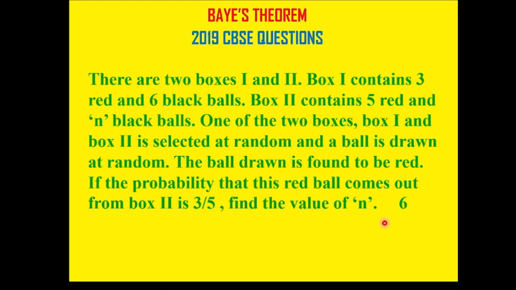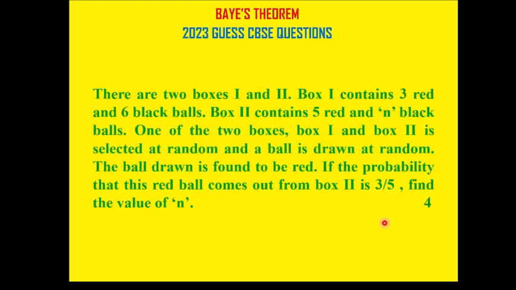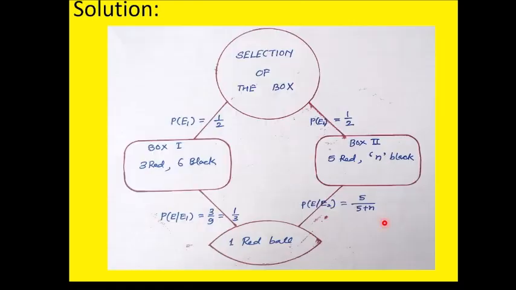Here we have to find the value of n, and this question has to come, it would be directly a 4 mark question. It is not possible to bifurcate. Here they have not given the number of black balls. So in the diagram I have shown 2 boxes. Selection of the box 1 by 2, 1 by 2, and box 1 has 3 red and 6 black balls, box 2 has 5 red and n black balls. Here we have to find the value of n, and one value is given to us.